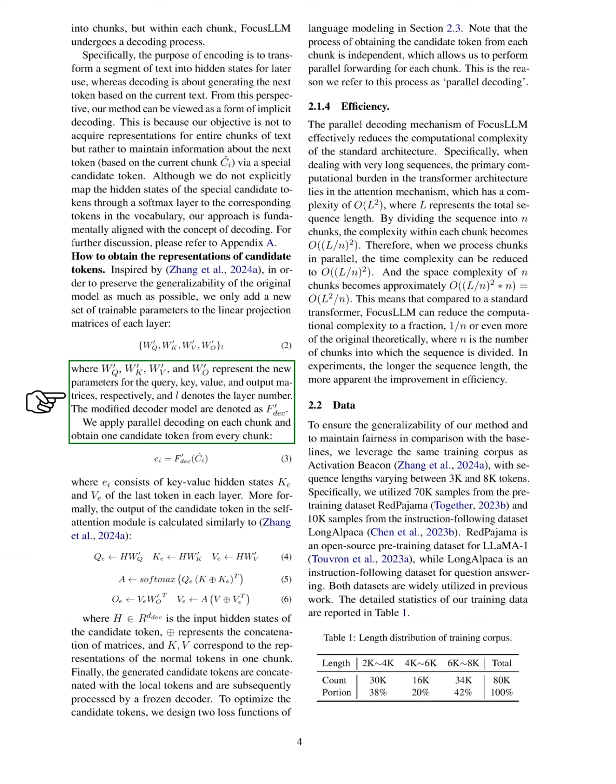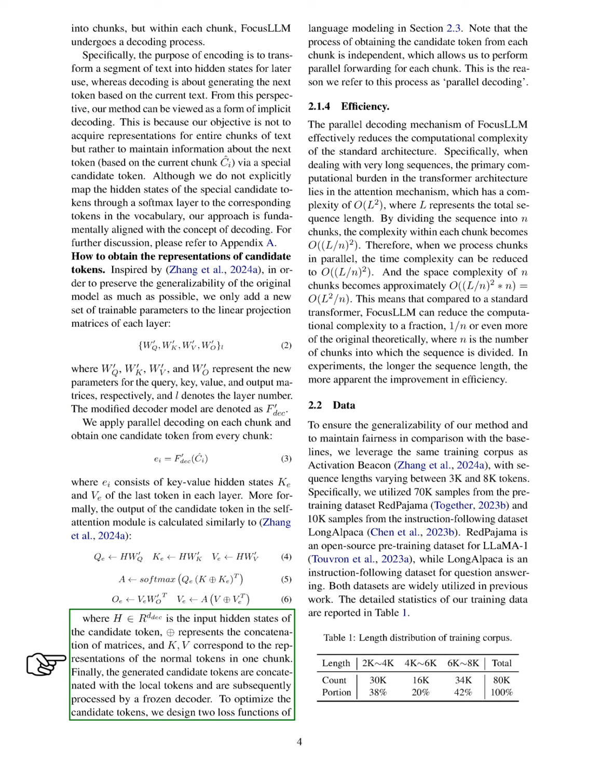Through parallel decoding, we derive one candidate token from each segment, which includes key-value hidden states from the last token in each layer. The output of the candidate token in the self-attention module is calculated using the new parameters, where we process the input hidden states of the candidate token and combine them with the representations of normal tokens. Finally, we concatenate the generated candidate tokens with the local tokens and process them through a fixed decoder. We also design two loss functions for optimizing the candidate tokens.